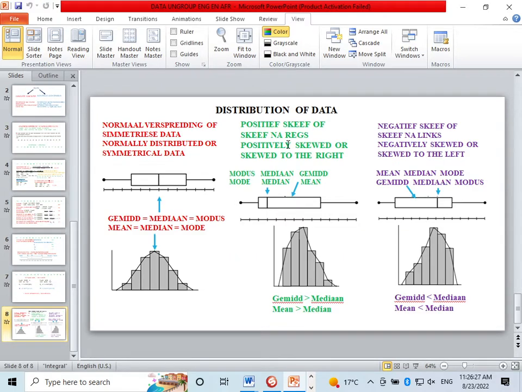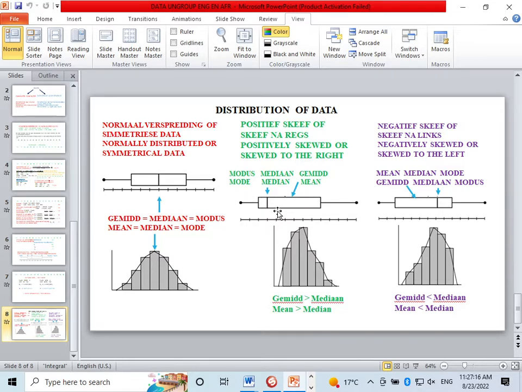Distribution of data, definitely an exam question. How is the data distributed when we look at the median and the mean? If the median and the mean are equal, like in this case, we can see it in the box and whisker, everything is symmetrical. If it's given in a graph, you see it starts low, it reaches a maximum, it goes down. If it's symmetrical, we say it's normally distributed. Normal.